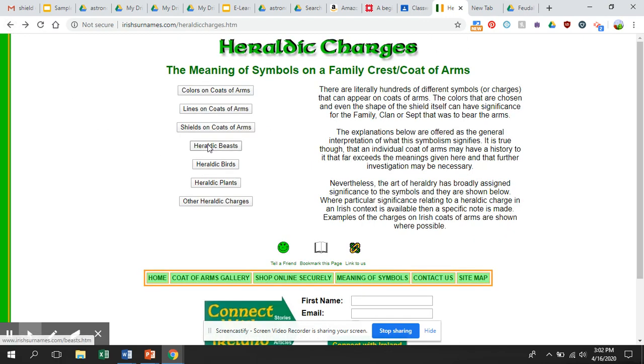And I was hoping it would give you a lot of other ideas for charges or symbols. But when you click on these right now, it just says it's not working. So maybe by the time you guys start this next week, it'll work for you.